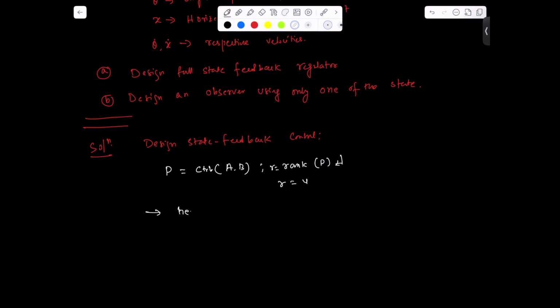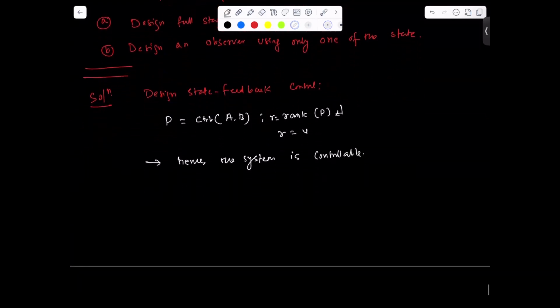If rank equals 4, it is quite clear the system is controllable. Hence, the system is controllable, so we can design the state feedback control. And also let's check whether the system is stable or not.